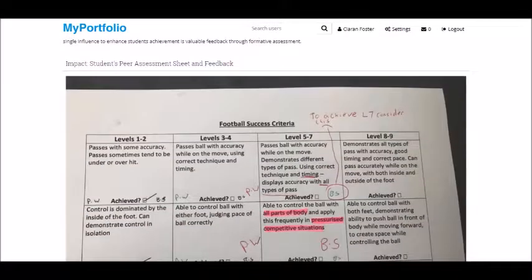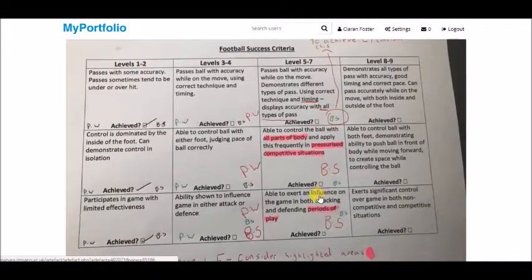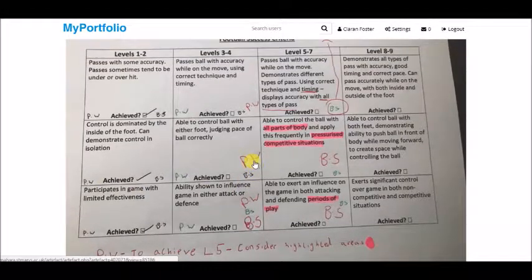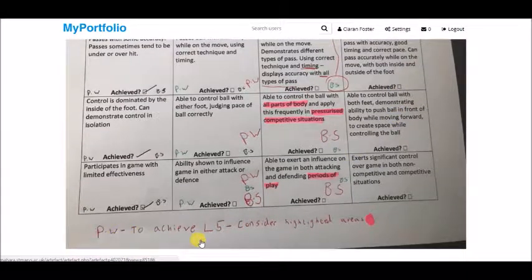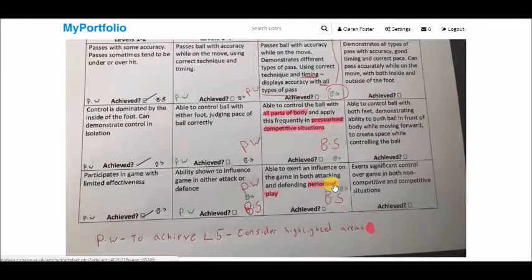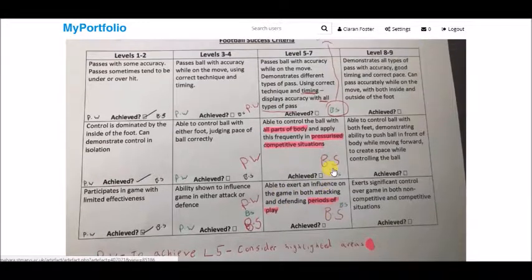I went around to each of their comments, and I put in red pen where I thought the students were at. Pablo, actually, I thought was working more towards level 3s and level 4s compared to where he'd put himself in his black pen. So he received that feedback, and I made a comment as I went around: Pablo, to achieve level 5, you need to consider more highlighted areas. Specifically, he needed to look at controlling the ball with all parts of the body in pressurized competitive situations, and influencing the game in both attacking and defensive periods of play, not just on one-off occasions.